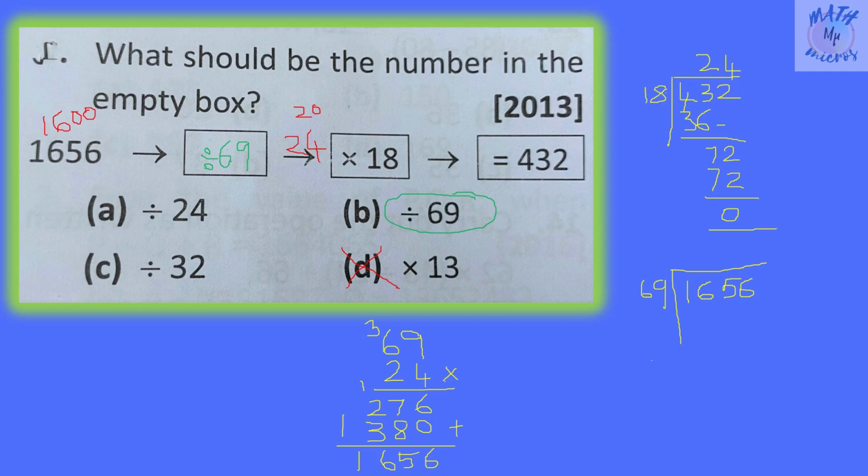So now let's check the number sentence. When you divide 1656 by 69, you get 24. And this can be seen like this: 69 times 24 is 1656, which we have done here.